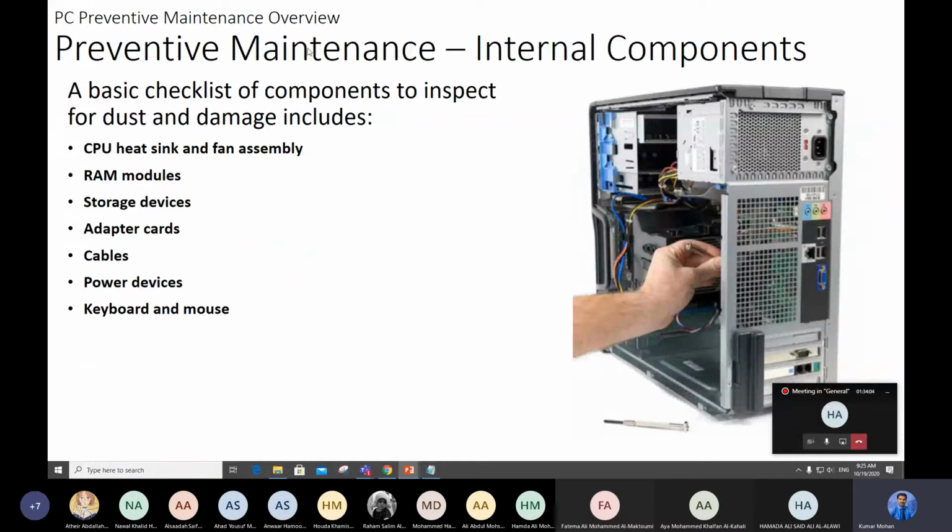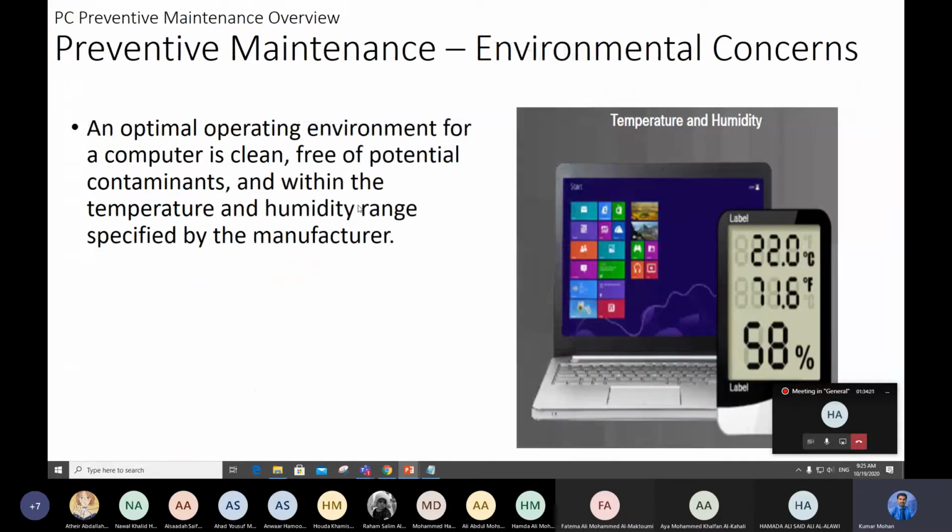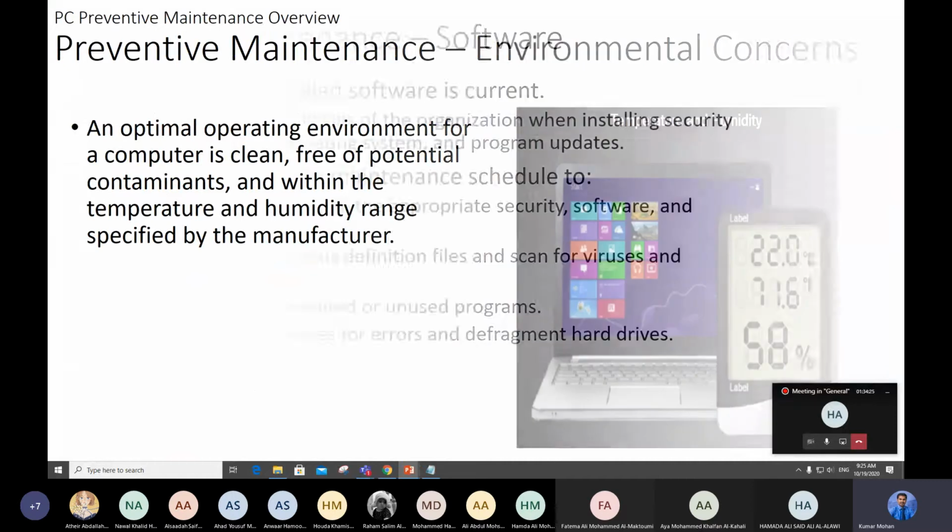Most important, you need to make a checklist for dust that includes your CPU, heatsink, RAM, storage devices, adapter cards, cables, power devices, keyboards and mouse. Even in our keyboard and mouse we may have some dust, so you need to clean every now and then. Not only with the hardware, we have to do it with the software also.